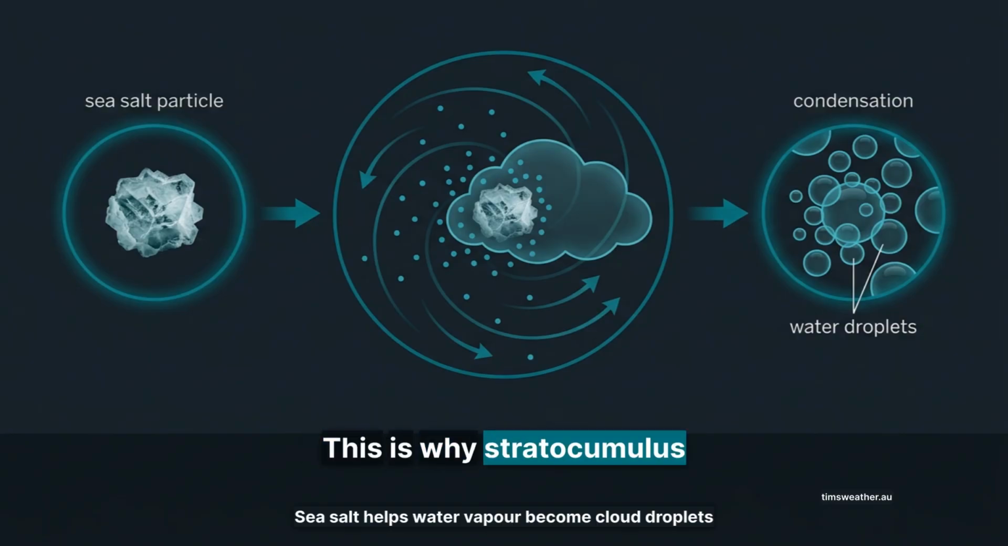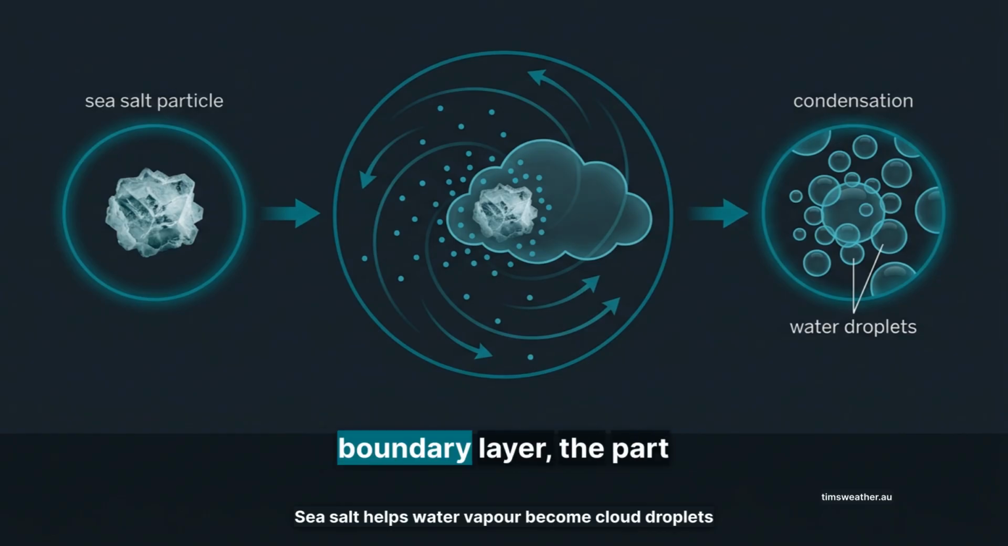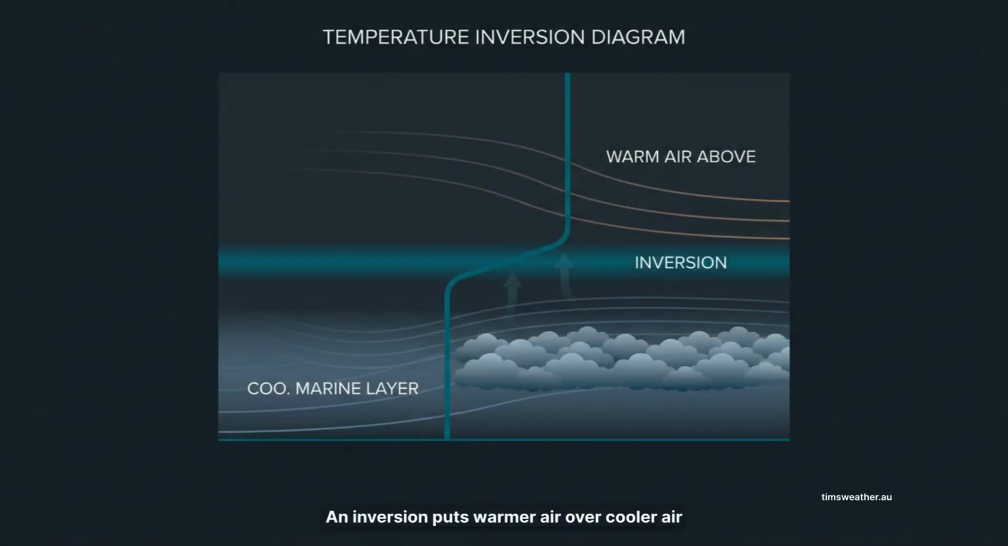This is why stratocumulus belongs to the world of the boundary layer, the part of the atmosphere closest to the surface. There can be gentle mixing and weak convection underneath, but not enough vertical energy to punch through the cap.